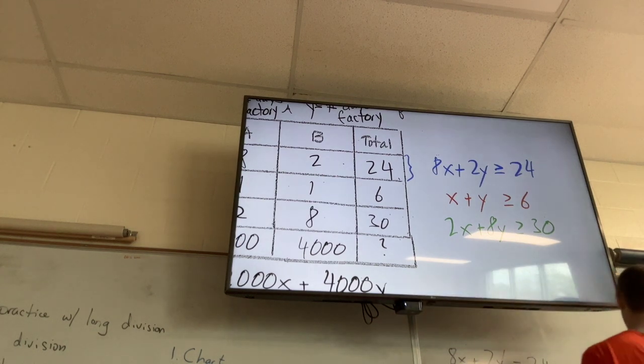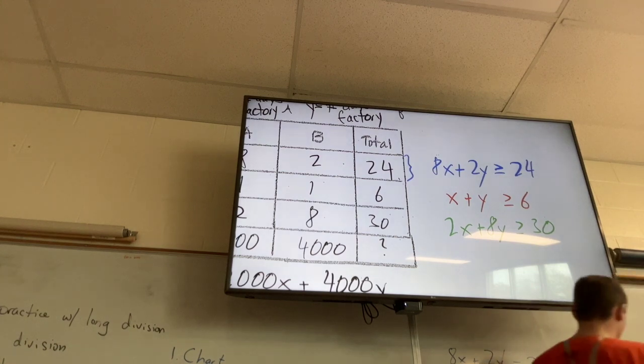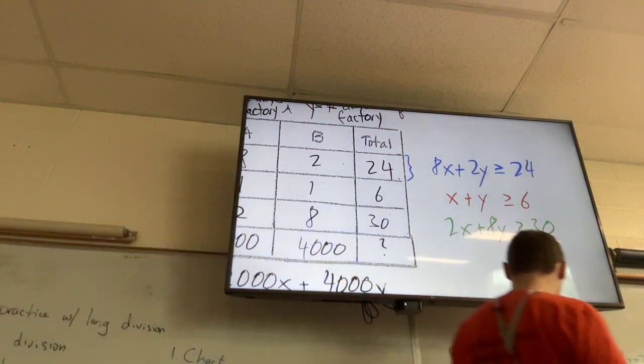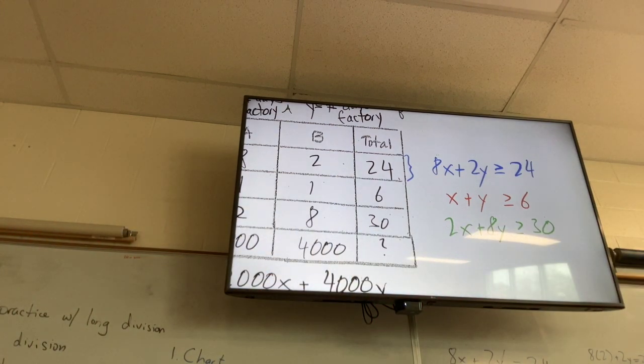Okay. And then 8 times 2 plus 2y equals 24. What is that? 4? Like before there? So my other possible solution is 2 comma 4.